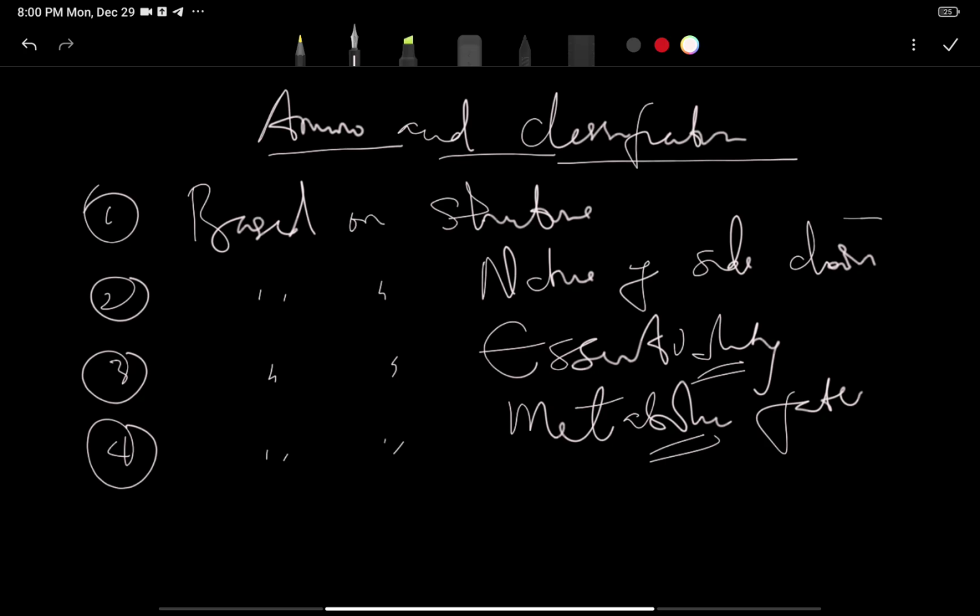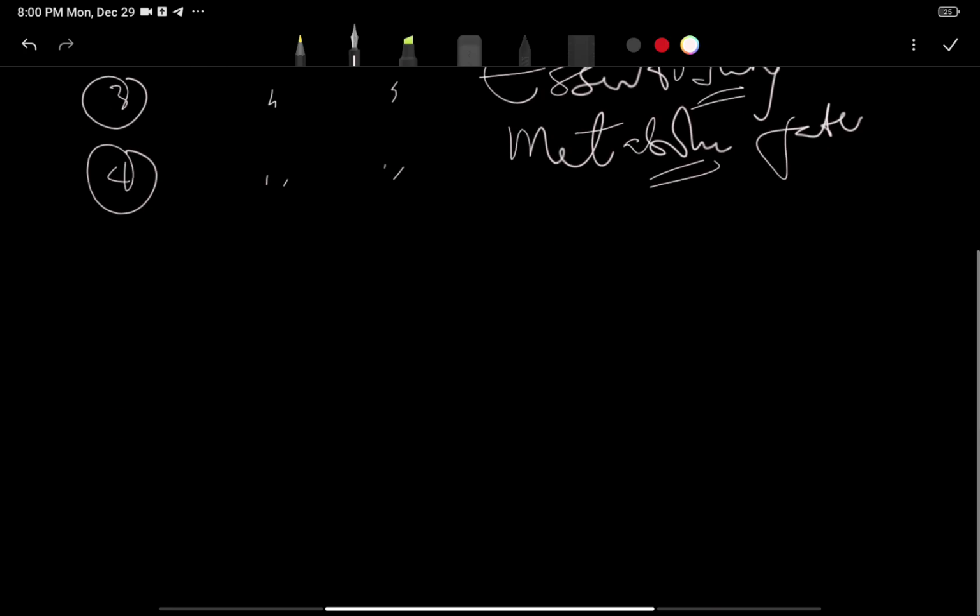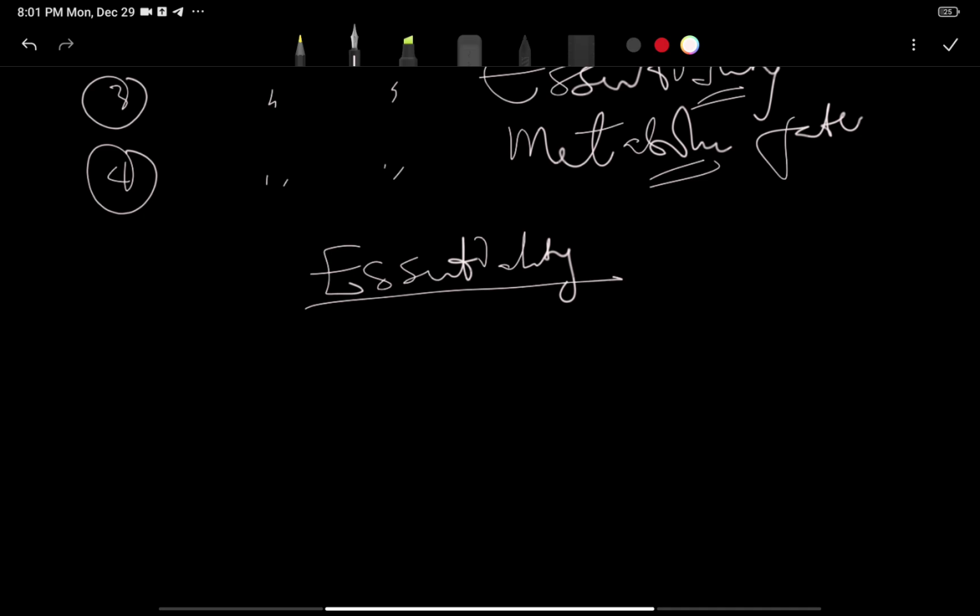For based on nature of side chain, it's not that important, because what we are just saying here is, is this amino acid polar or non-polar? In relation to the course in question, there's no point in me going to those ones. So let me just go straight to based on essentiality, nutritional essentiality.